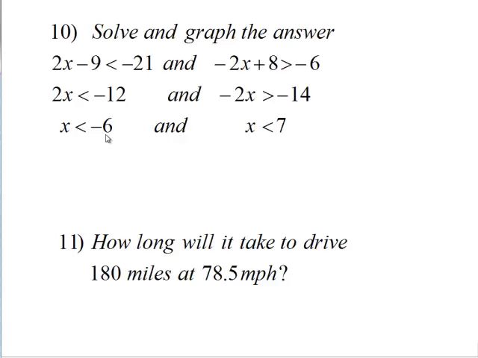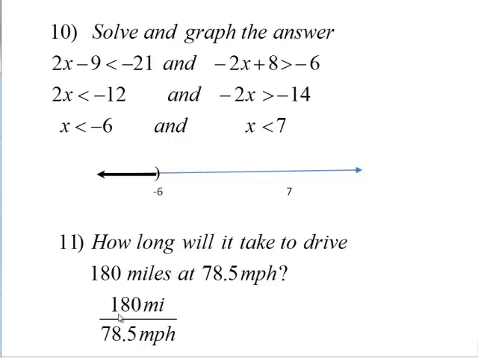Now I want everything that's less than negative 6 as well as less than 7. Well, if I put 7 on a number line, less than would be going left, and it has to be less than negative 6. So these are the only ones that are both less than negative 6 and less than 7. Okay, how long is it going to take a 180-mile trip at 78 miles an hour? Well, you just divide 180 by 78.5, so then your miles will cancel, and you have, I believe, 2.29 hours if you want 2 decimal places.